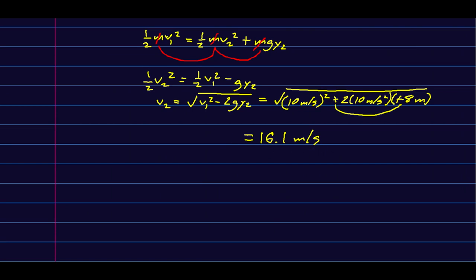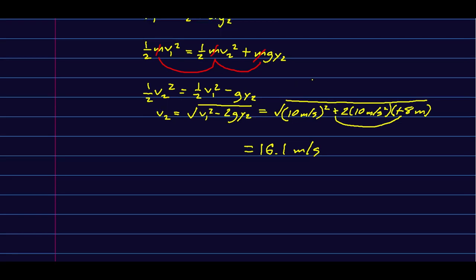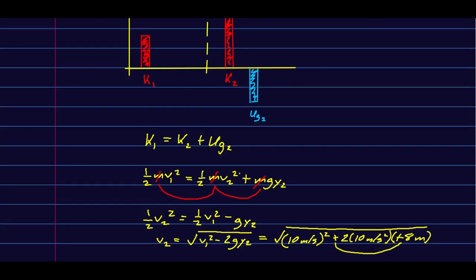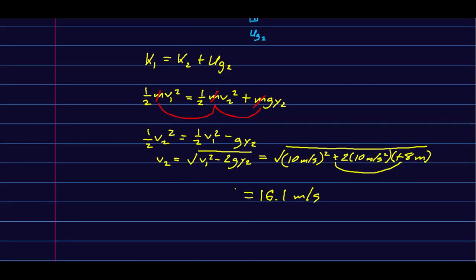Notice that because energy is a scalar, I could just ignore the 60 degrees. All I care about is the speed. There is the initial speed, and so I was able to just use it and solve straight for the speed just before the ball hits the ground.